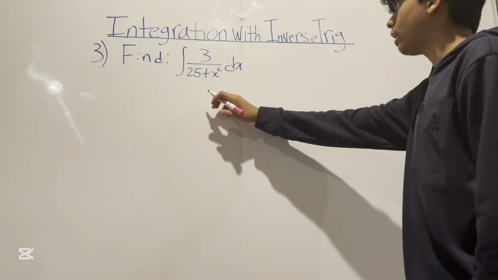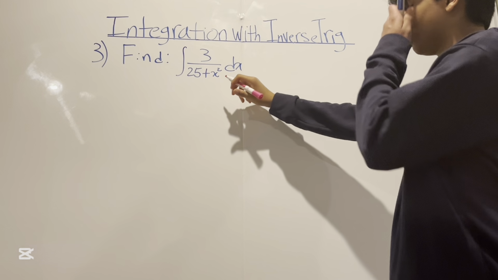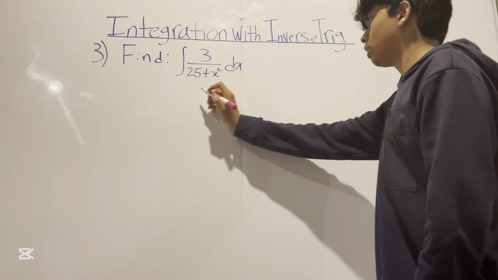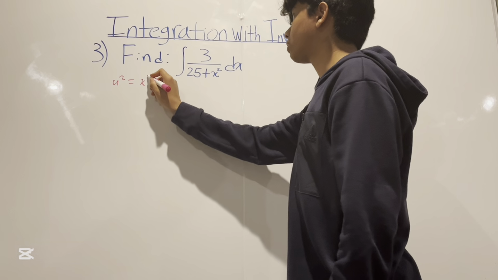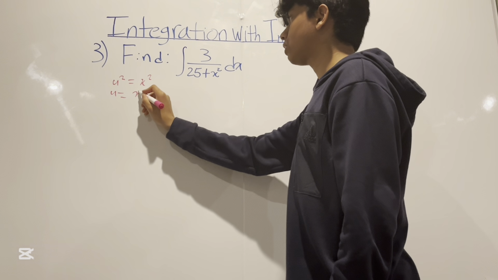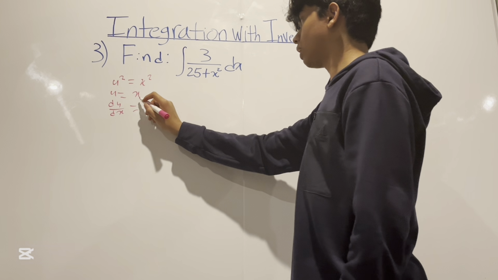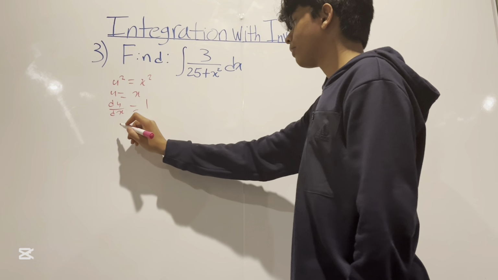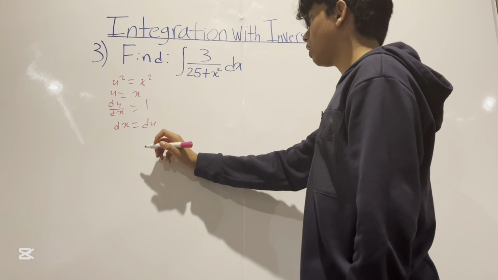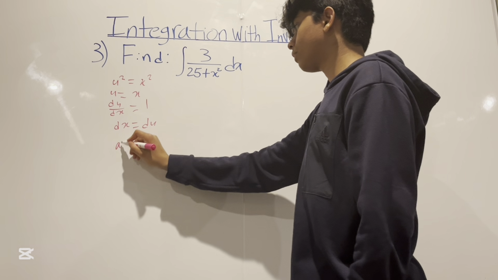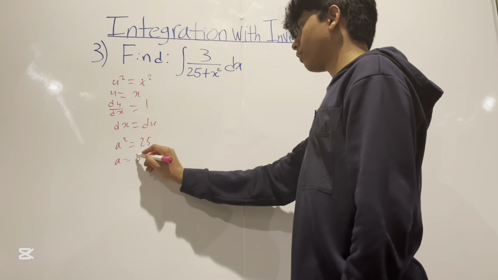Number 3, we have find the integral of 3 over 25 plus x squared dx. Now this time, it looks very similar to arctan. So we're going to set u squared equal to x squared. So u is equal to x, and du over dx is equal to just the derivative of x, which is just 1. So dx is equal to du. So nothing really changed there, but let's set a squared equal to 25. So a is equal to 5.